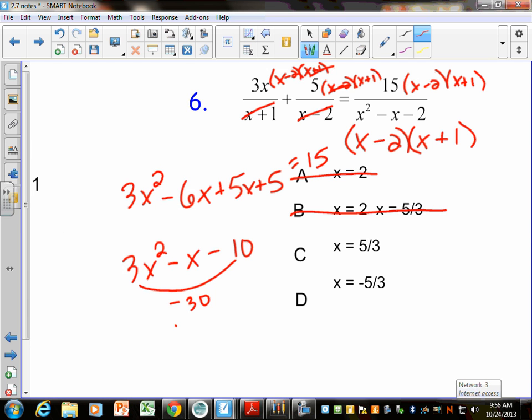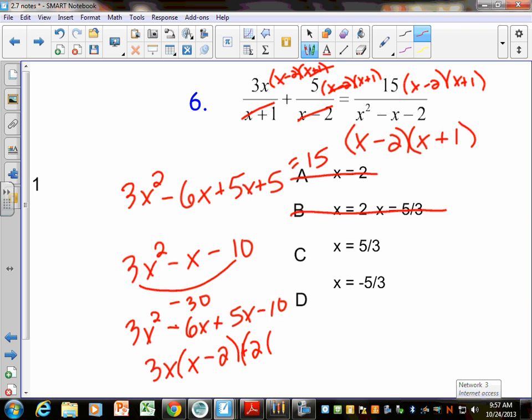So this would be negative 6x plus 5x. You with me on that? Yeah. So I can factor 3x out and get x minus 2, and factor a 5 out and get x minus 2. Just ignore all that. I think it should be x minus 2 and 3x plus 5.